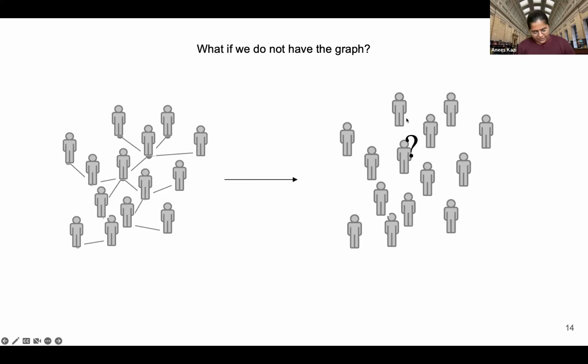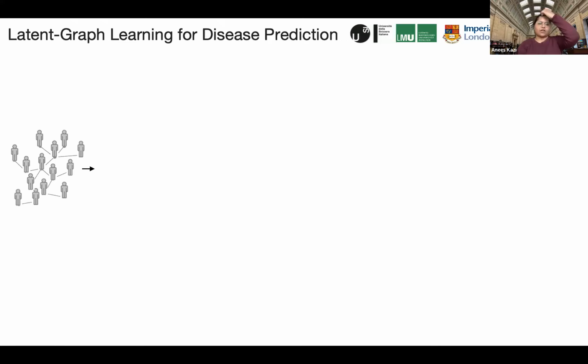So we thought that why not learn the graph based on the task and based on the input data that you have, right? So this is the first work that I wanted to talk about, that is a differentiable graph module. The name of the paper is Latent Graph Learning for Disease Prediction. So given the subjects, input subjects with their input feature and no graph, how are you going to learn a graph from this, right?